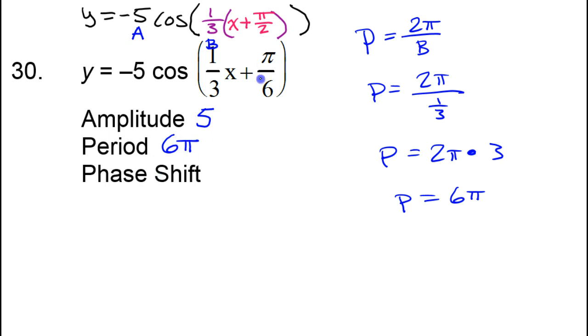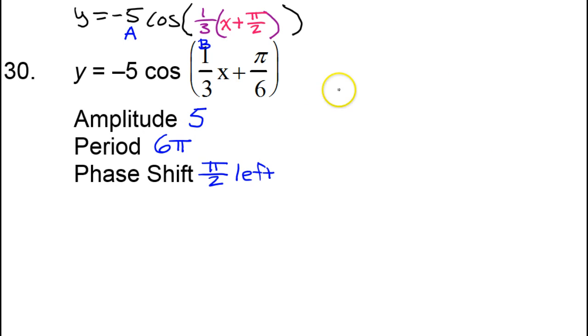The phase shift is not pi over 6. Again, I have to look at this form. The phase shift is pi over 2. And the direction is the opposite of what you might think. Plus pi over 2 is actually a shift to the left by pi over 2. This should be enough information for us to draw the graph.